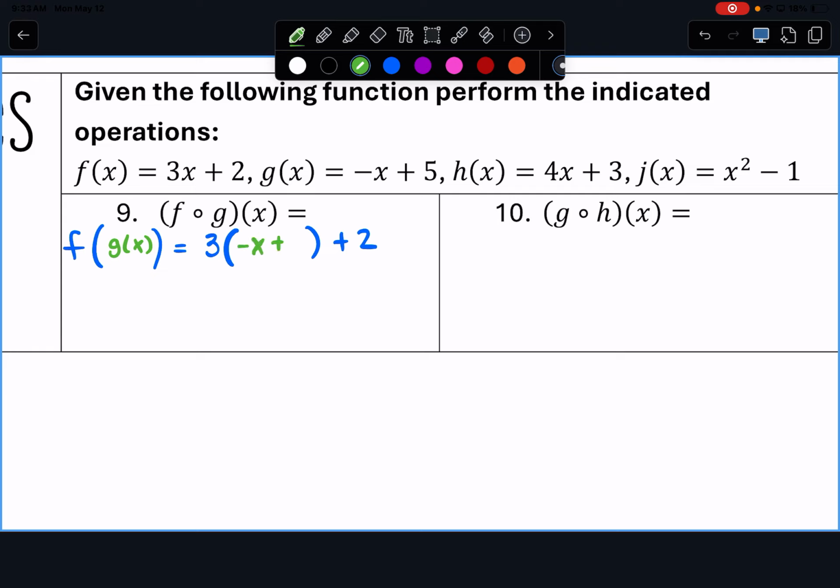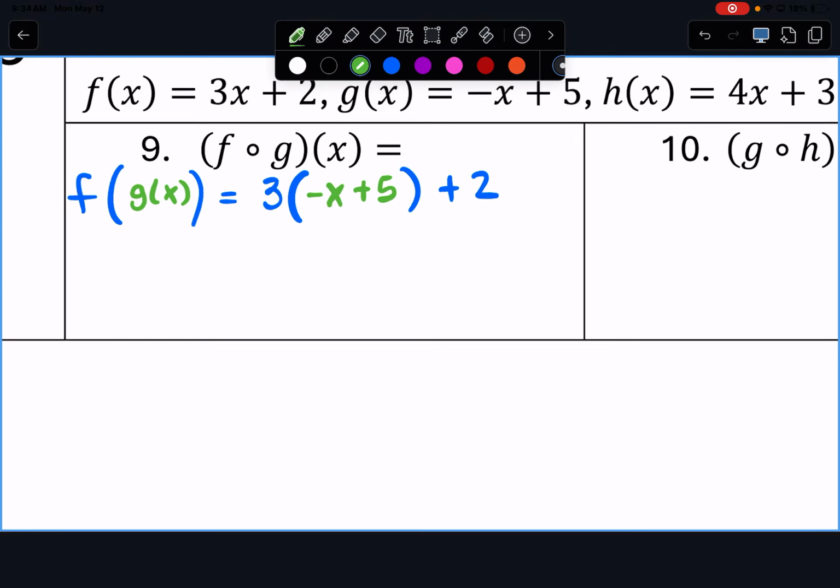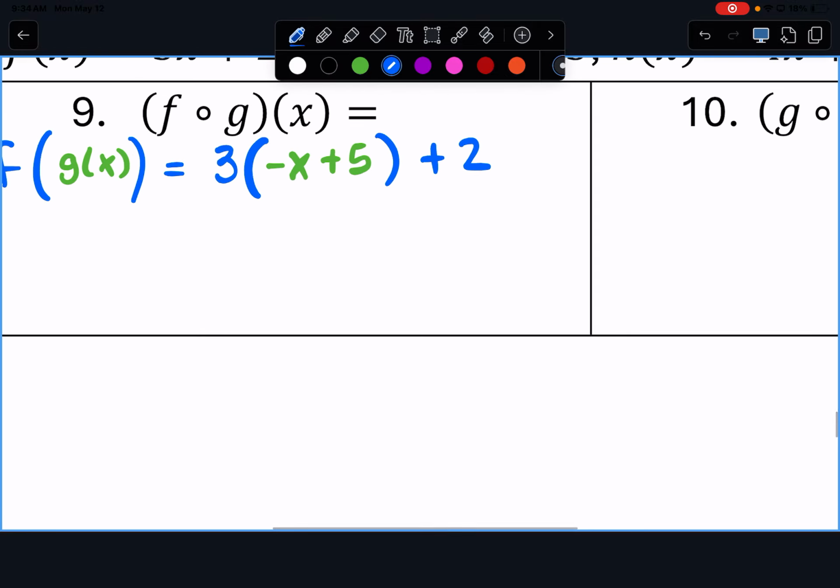Negative x plus 5. You put all of the g function in there for x. So now we just simplify that. What is 3 times negative x? What is 3 times 5? 15. Then we have plus 2. Can I combine any terms? Yeah. So we get negative 3x plus 17. That is our answer.